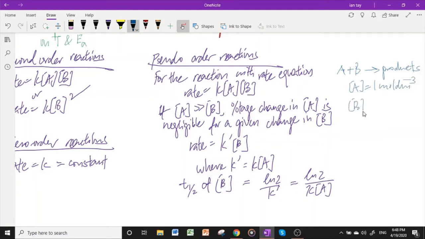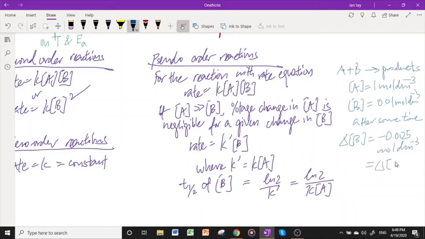Concentration of B equals 0.01 mole per dm cube. So you certainly agree that the concentration of A is much larger than the concentration of B. So let's say that after some time, the change in concentration of B equals minus 0.005 mole per dm cube. So basically, half of the B has reacted away. Then what is the change in the concentration of A?